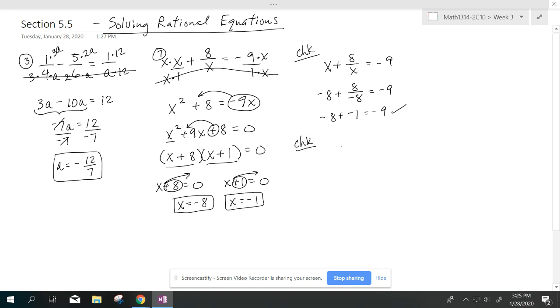Now let's check the negative 1. Negative 1 plus 8 divided by negative 1 equals negative 9. Does anybody know what 8 divided by 1 is? In fact, anything divided by 1 is itself. And does negative 1 plus a negative 8 make negative 9? Oh, snap. Look at that. Both answers checked out.